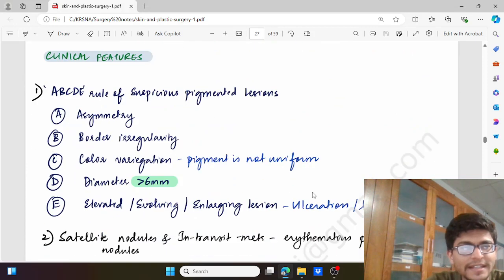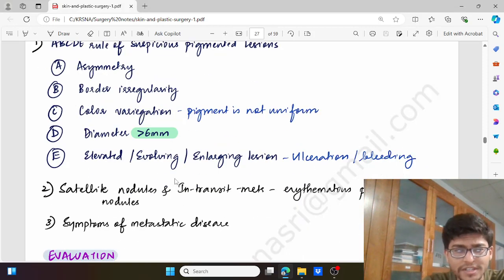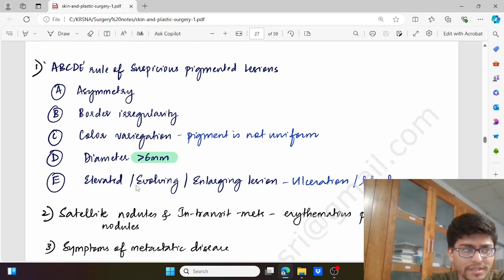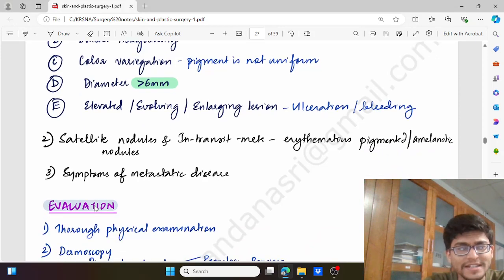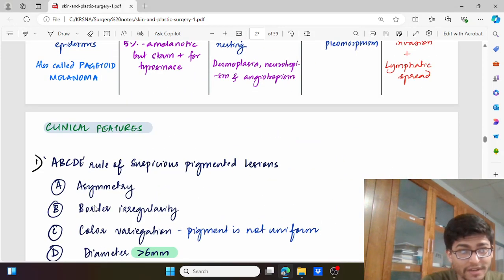Next we'll see the clinical features. So first is the ABCDE rule of suspicious pigmented lesions, which can be applied for skin tumors. A is asymmetry, so any lesion with asymmetry. B is border irregularity. C is color variegation, that is pigment is not uniform. D is diameter more than 6 mm, that is around half a centimeter. E is elevated, evolving and enlarging lesion with ulceration or bleeding. So ulceration, bleeding in a lesion is always a suspicious lesion. Now the satellite nodules or in-transit mets show erythematous, pigmented or amelanotic nodules, a symptom of metastasis. So these are some of the clinical features which have to be considered.